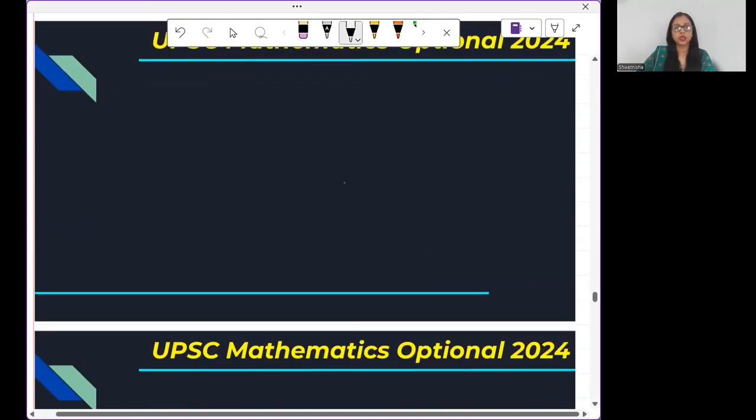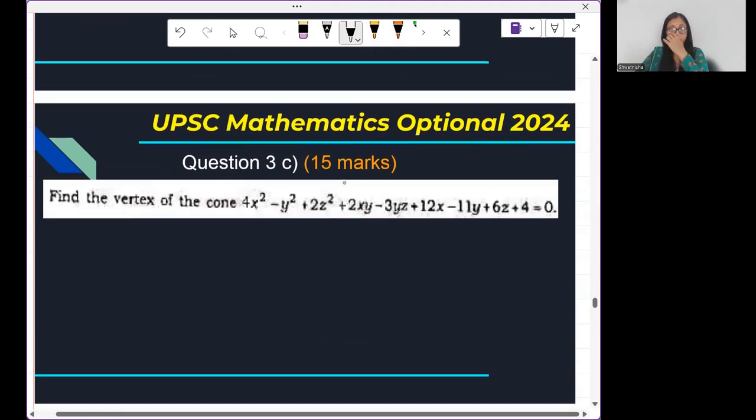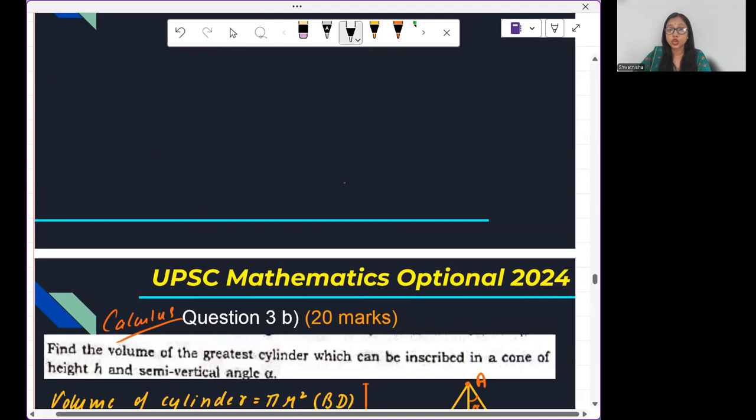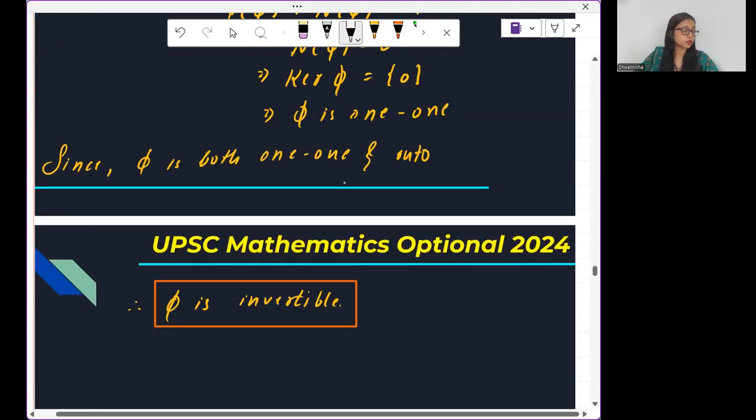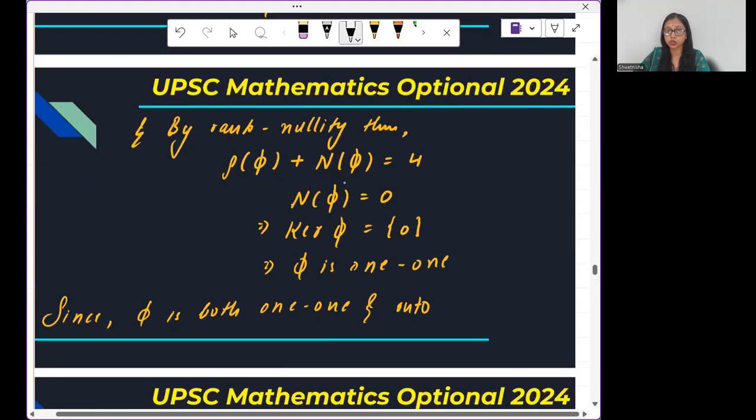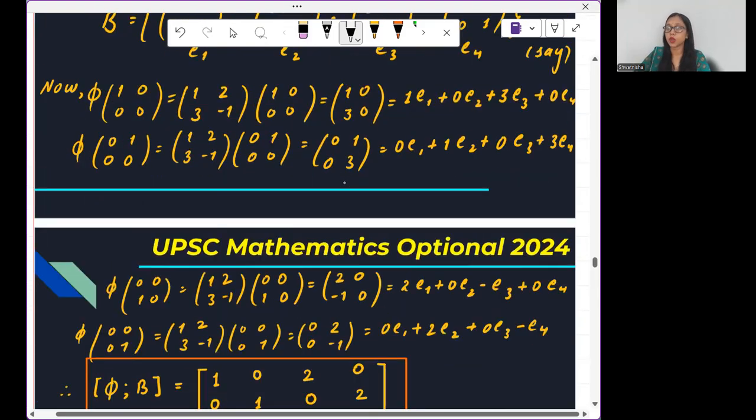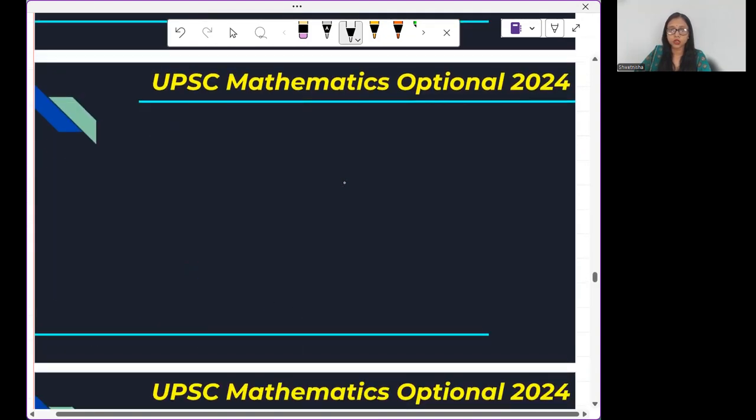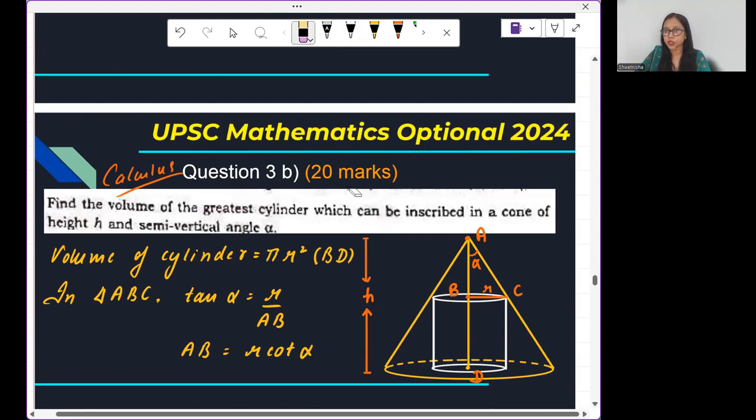Next. Question number 3, C part, 15 marks. The last question that we did was for 20 marks. And if I compare these three parts of the third question, this was the easiest one, considering that it was only from class 12th concepts. And you have your 20 marks secured.